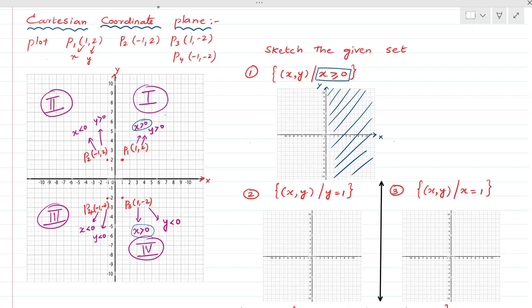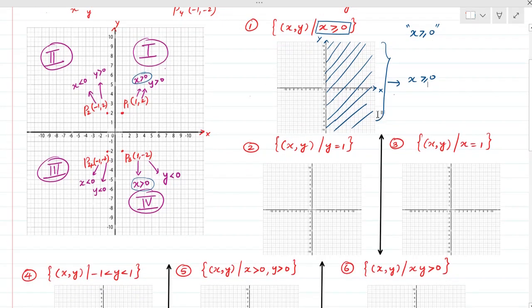Including this line, this is the y-axis, which means x equals 0. Therefore, this line is included, the y-axis is included, because the question is given as x more than or equal to 0. If it were not given as equal, the y-axis would not be included. But in this problem x is more than or equal to 0. Therefore, this is the region where all the values of x will be more than or equal to 0: the first and fourth quadrants.